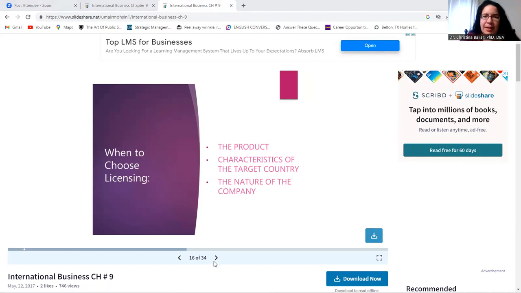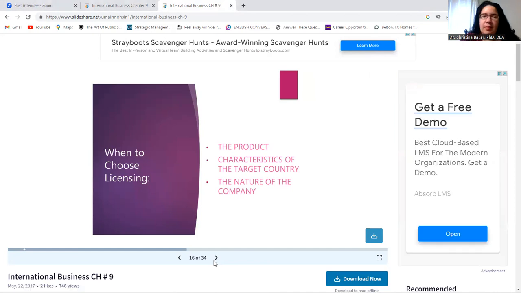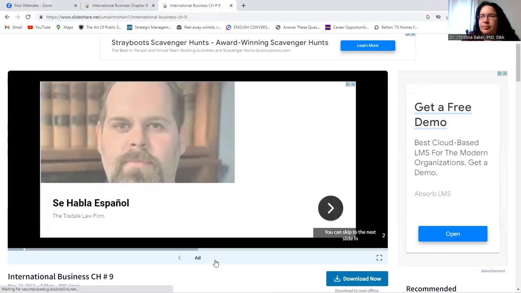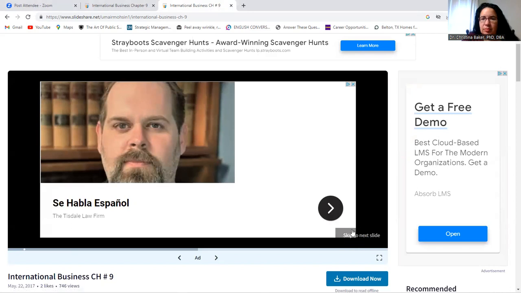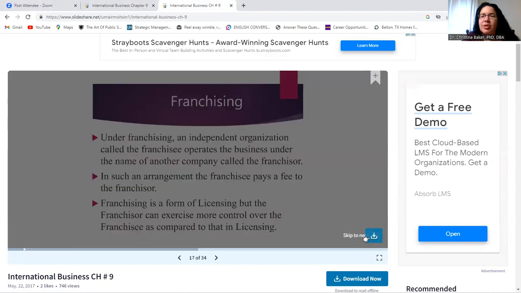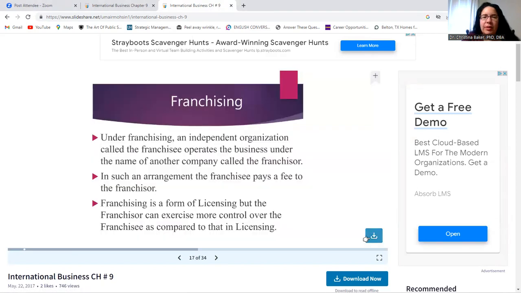All right, so the product characteristics, the target country, the nature of the company. Franchising: under franchising, an independent organization called the franchisee operates a business under the name of another company called the franchisor. In such an arrangement, the franchisee pays a fee to the franchisor. Franchising is a form of licensing, but a franchisor can exercise more control over the franchisee as compared to licensing.